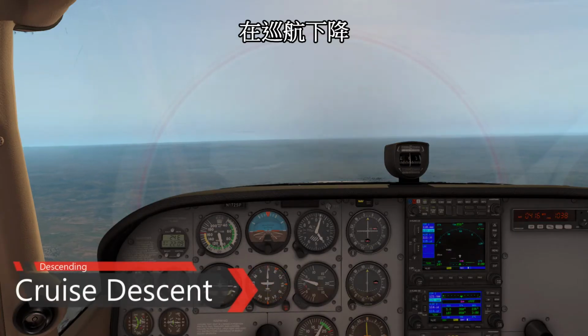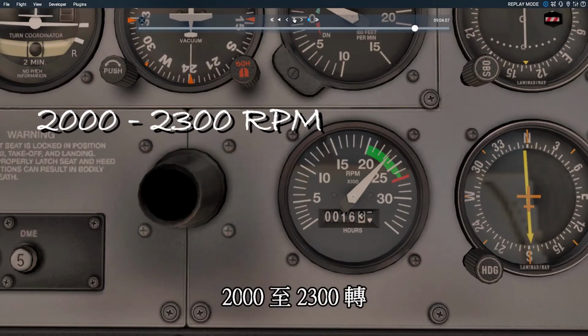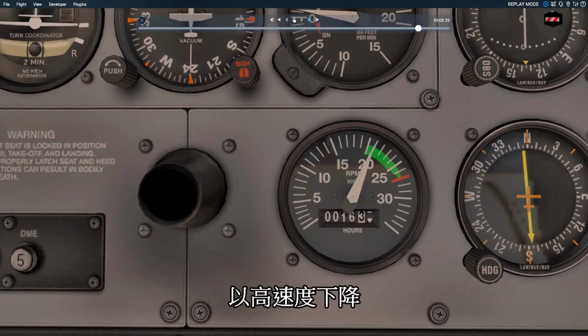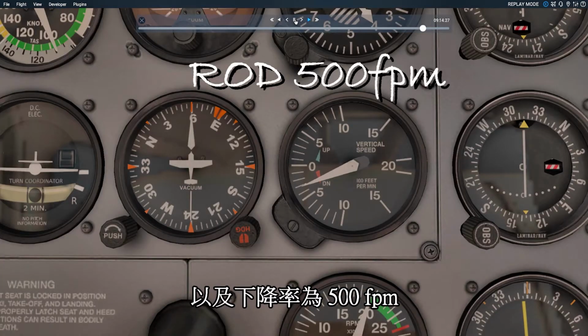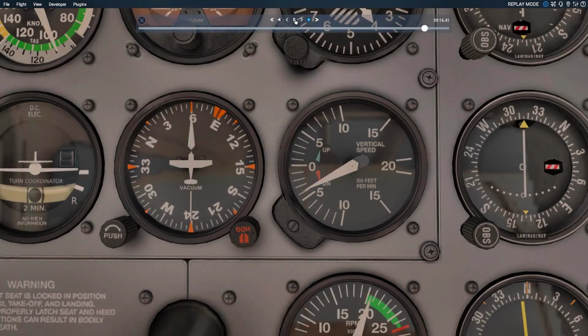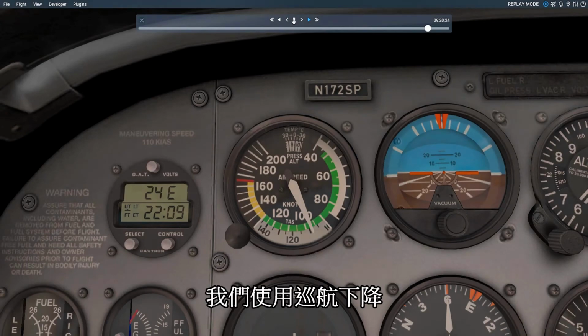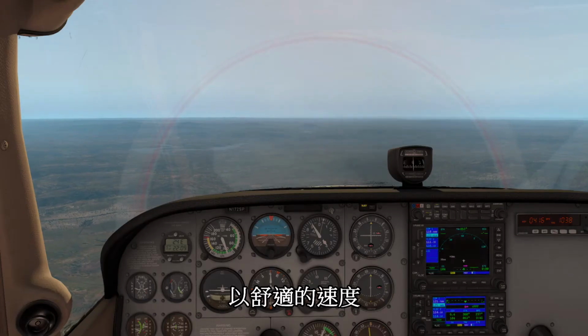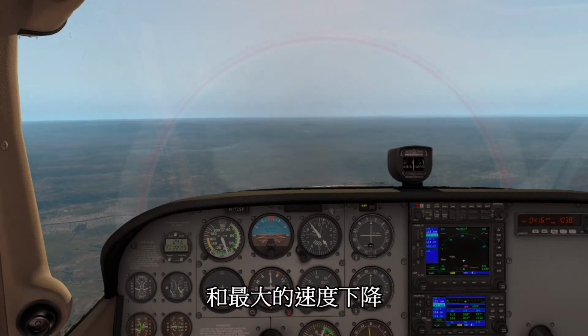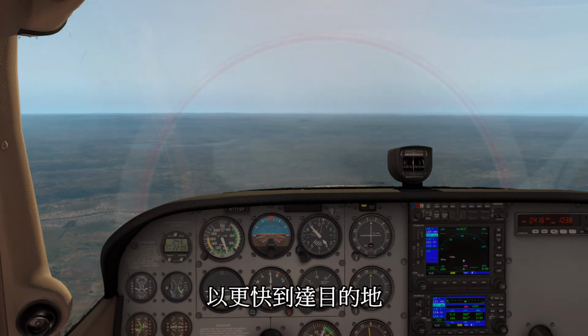In cruise descent, the power setting is about 2000 to 2300 RPM with a high speed descent with a typical ROD of 500 FPM. We will use a cruise descent to descend at a comfortable rate and maximum speed to arrive at the destination faster.